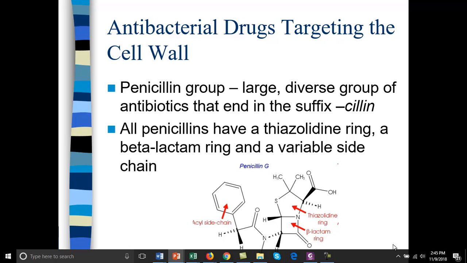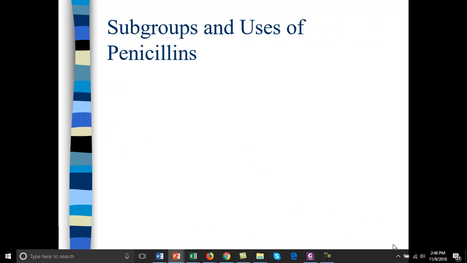All penicillins have a thiazolidine group and a beta-lactam ring and a variable side chain. And you can see the thiazolidine and the beta-lactam ring. Again, I'm not really concerned that you know these structures more than I am that you understand the modes of action of these different antibiotics.